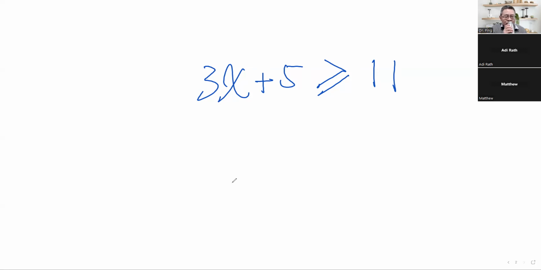Good job, Abby. How do you type in the chat greater than or equal to? Yeah, just use greater than followed by the equal sign. Oh, okay.